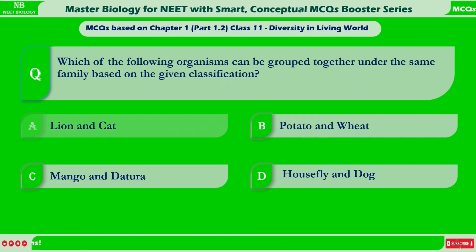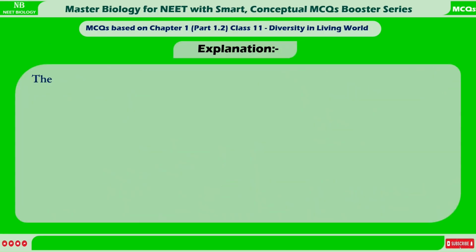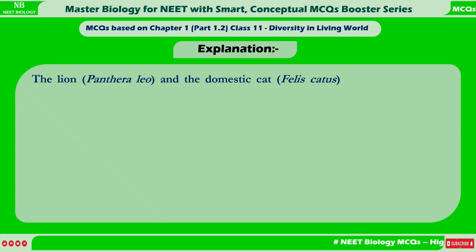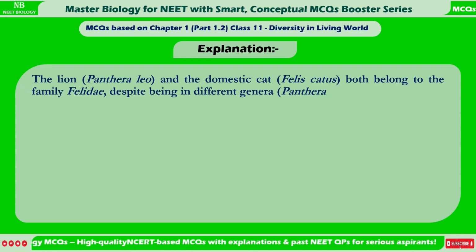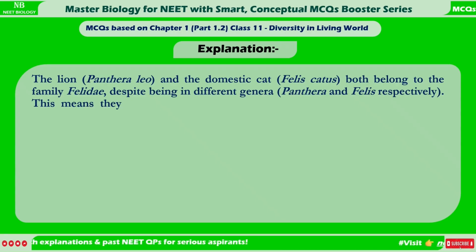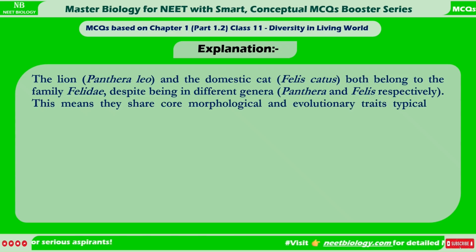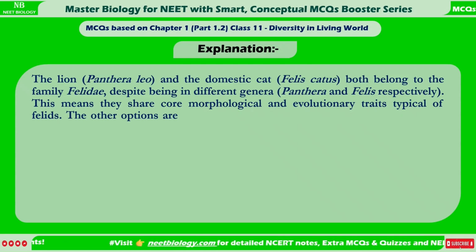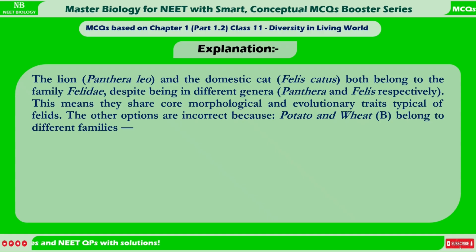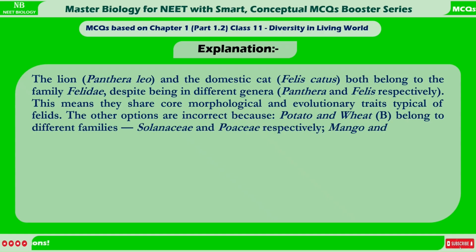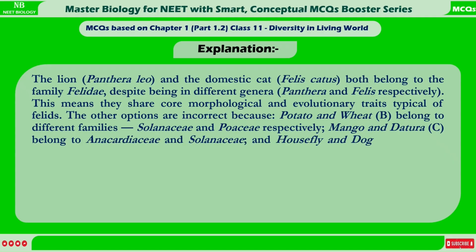Correct answer is A. Lion and cat. Explanation: the lion, Panthera leo, and the domestic cat, Felis catus, both belong to the family Felidae, despite being in different genera, Panthera and Felis respectively. This means they share core morphological and evolutionary traits typical of felids. The other options are incorrect because potato and wheat (B) belong to different families, Solanaceae and Poaceae respectively. Mango and datura (C) belong to Anacardiaceae and Solanaceae. And housefly and dog (D) are from entirely different phyla, Arthropoda and Chordata.